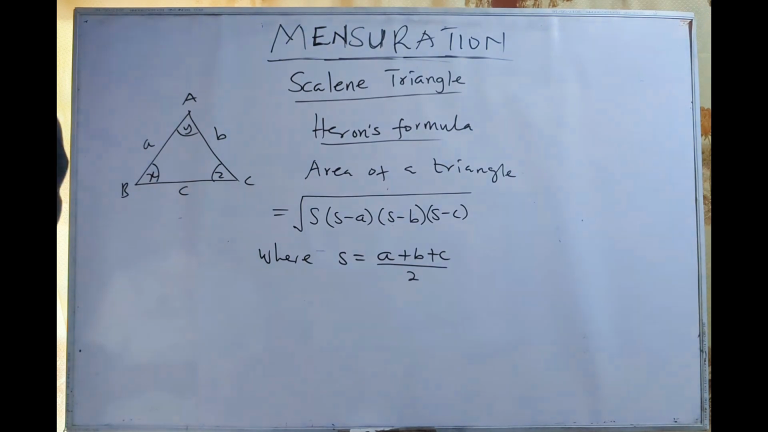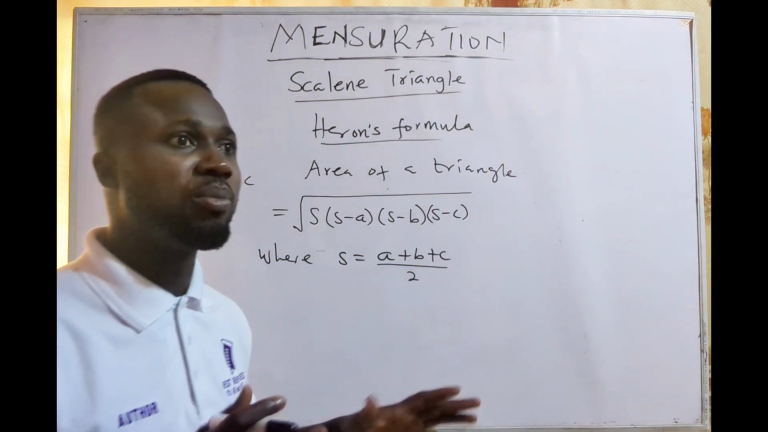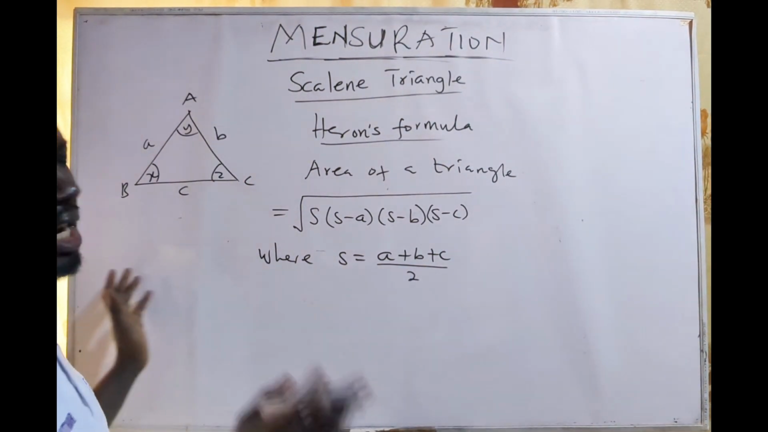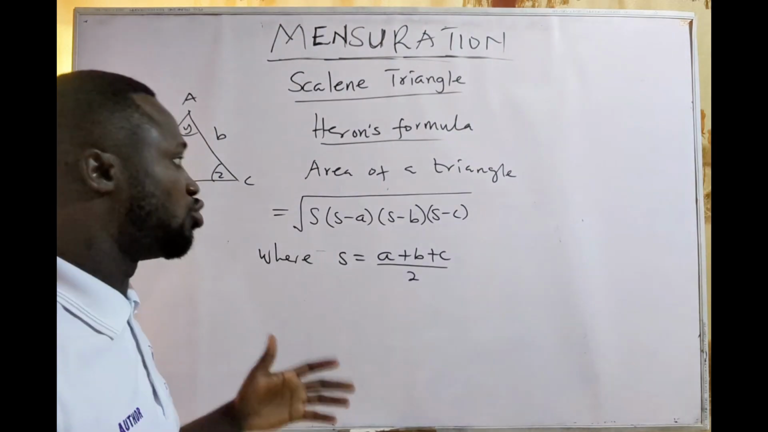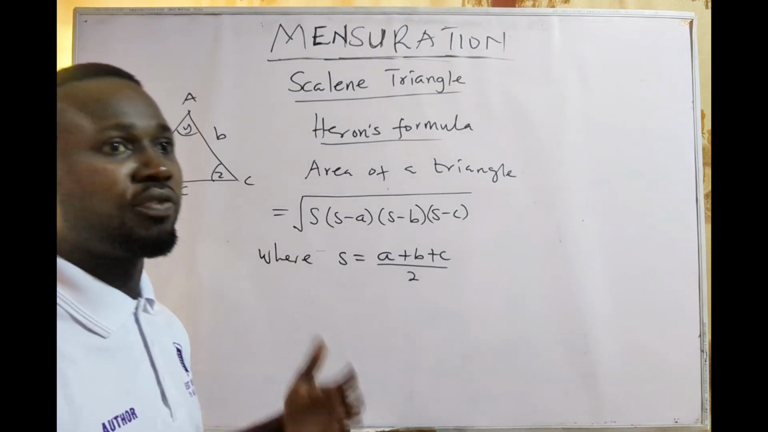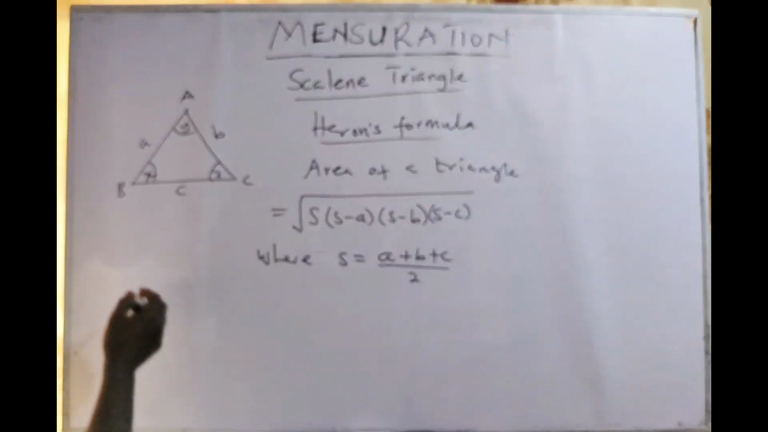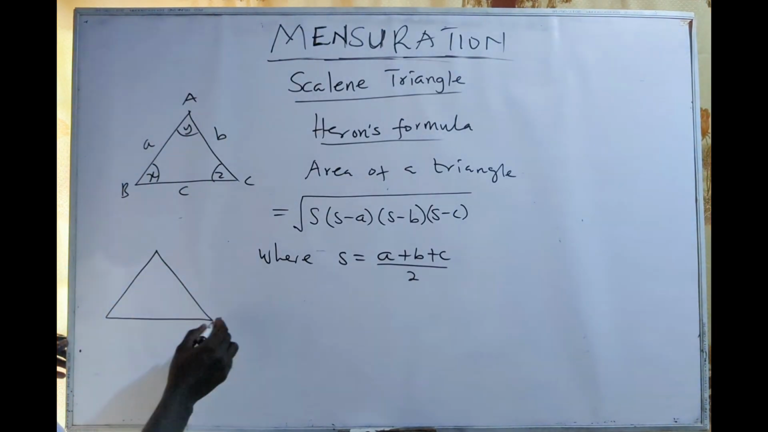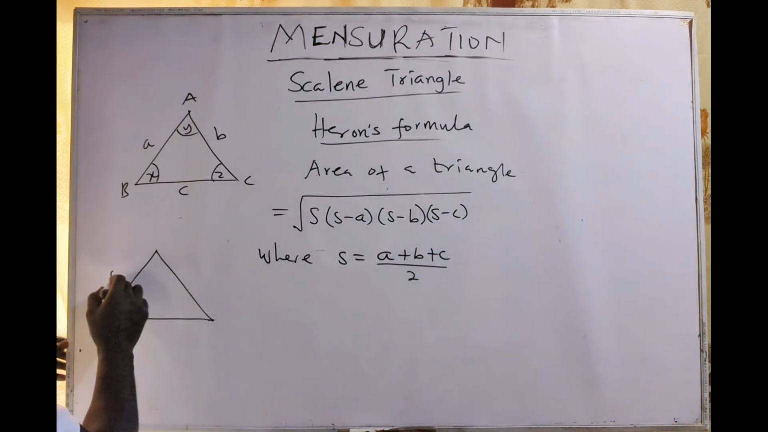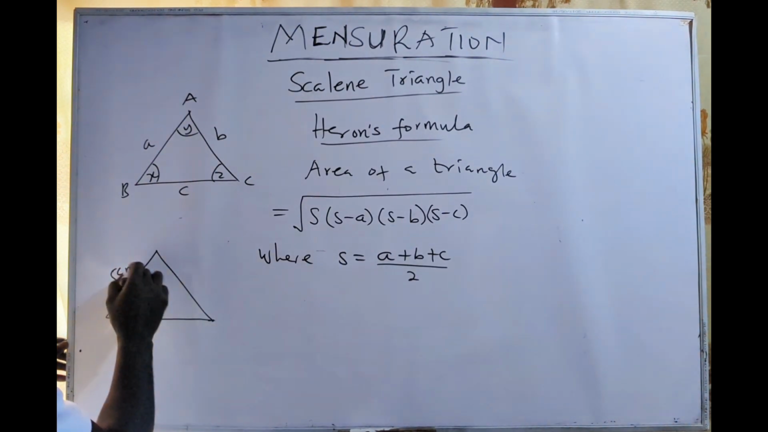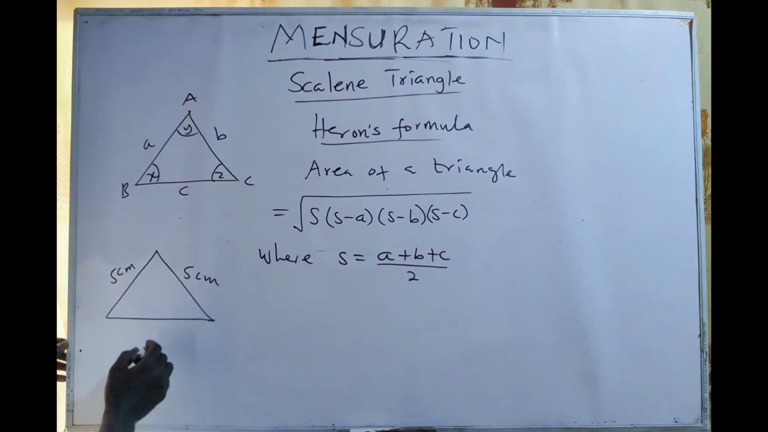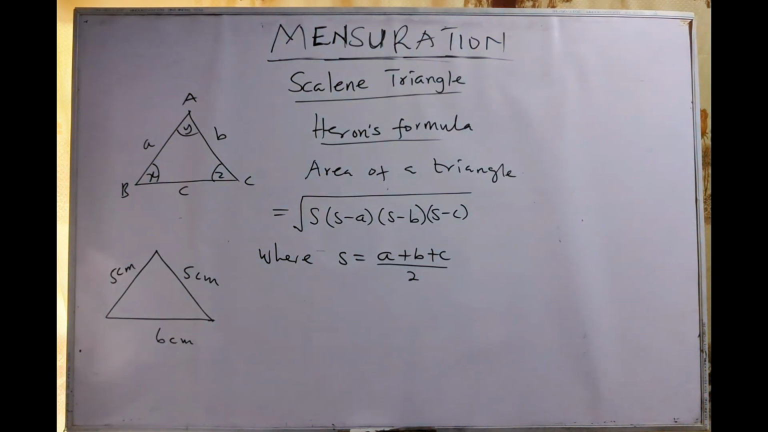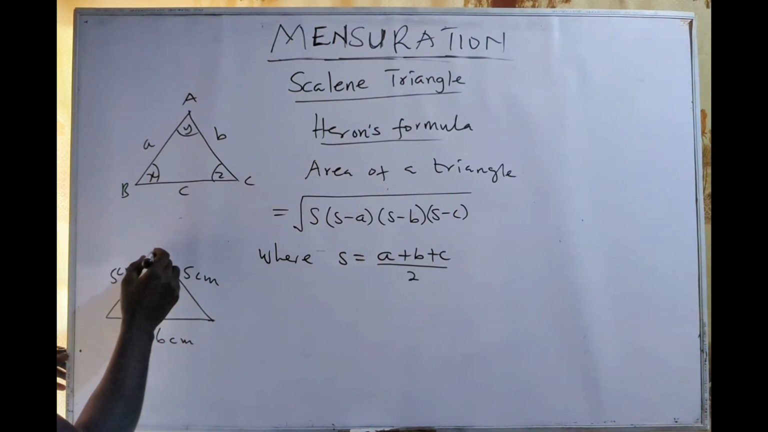But before that, let's try an example with maybe an equilateral or an isosceles triangle to test Heron's formula for finding the area of a triangle. So let's say I have a triangle here. Let's say my triangle is isosceles. This side is 5 centimeters, 5 centimeters, and let's say this side is 6 centimeters. So if I'm finding the area of this triangle, we know it to be very simple.